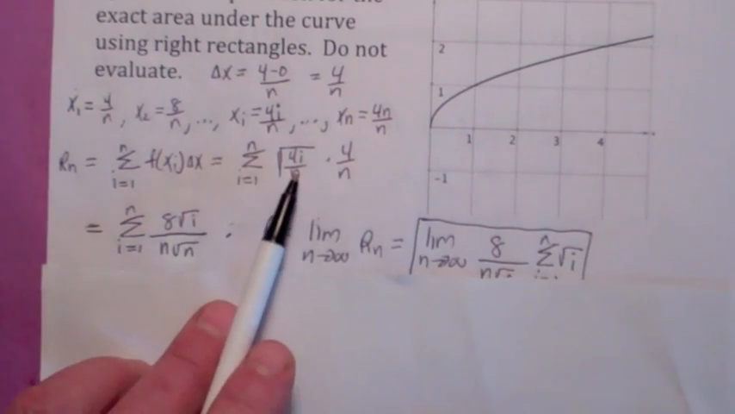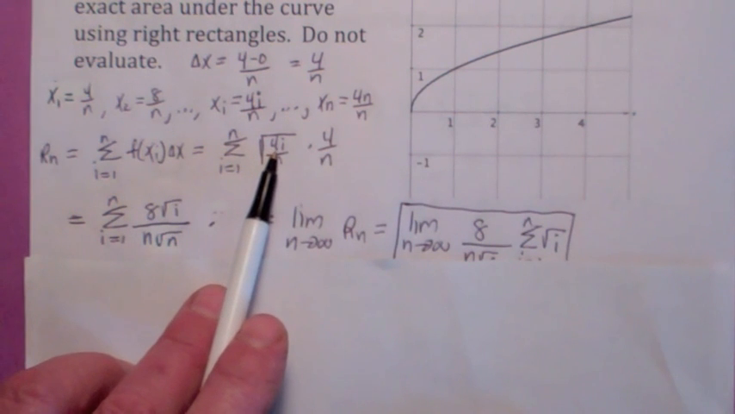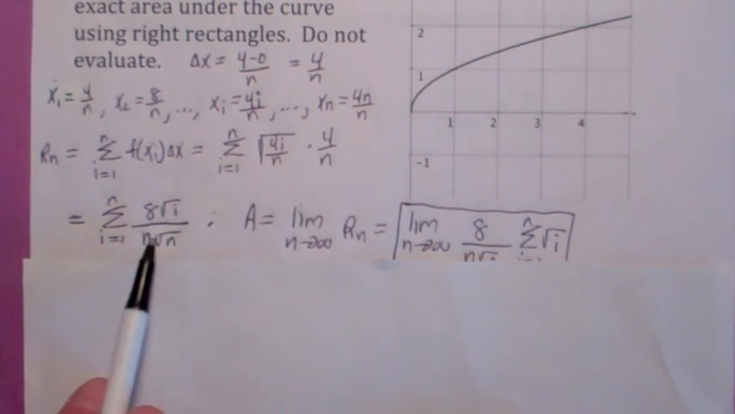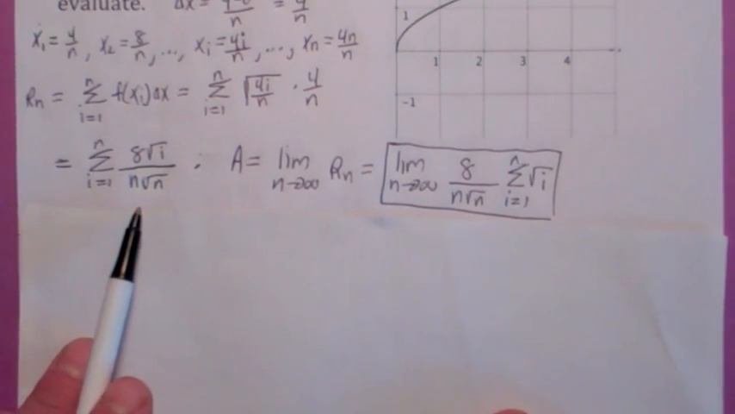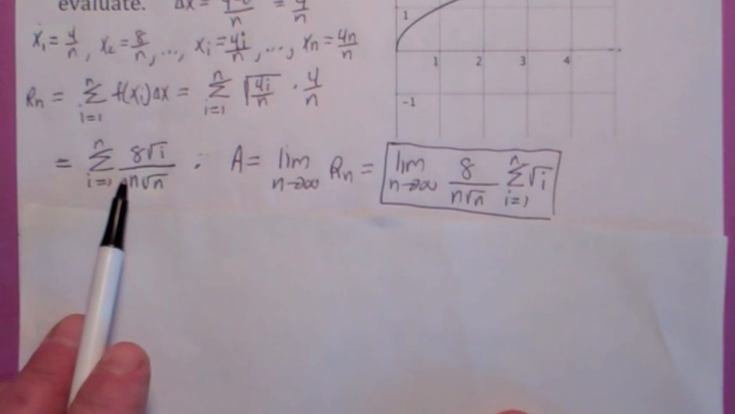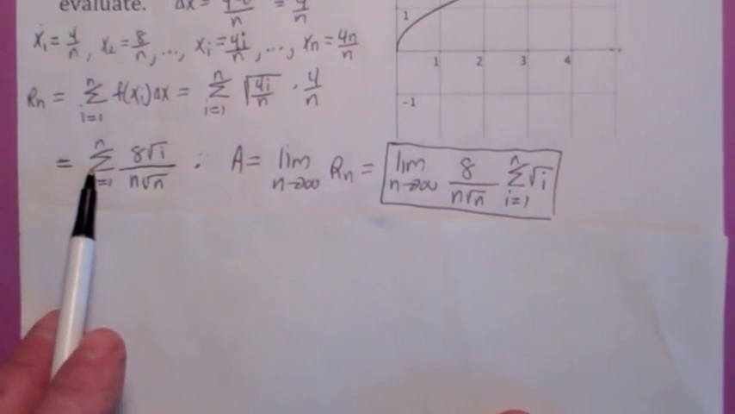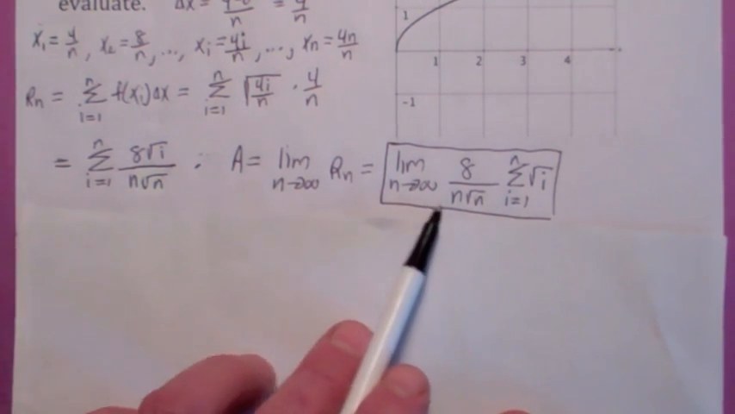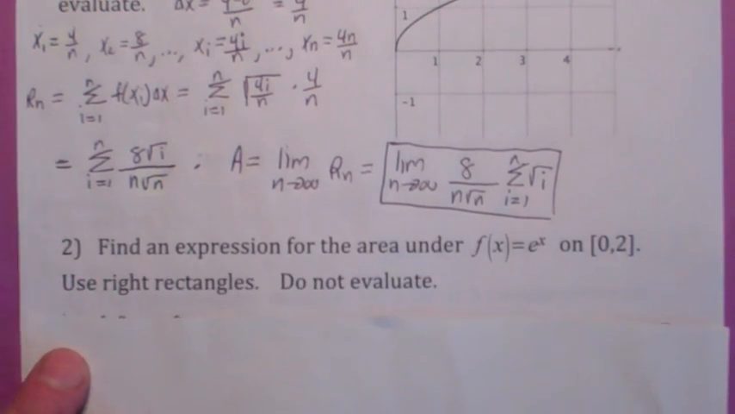So you end up with, you can simplify that a bit, because the square root of 4 is 2, so you get 8, and you have the square root of n on the bottom. So an expression for A, we're not actually going to compute it, we're just going to write the expression, is the limit as n goes to infinity of this. And we can pull the 8 out of the summation, and same with the n times square root of n. So let's just leave it like this. This is good enough.